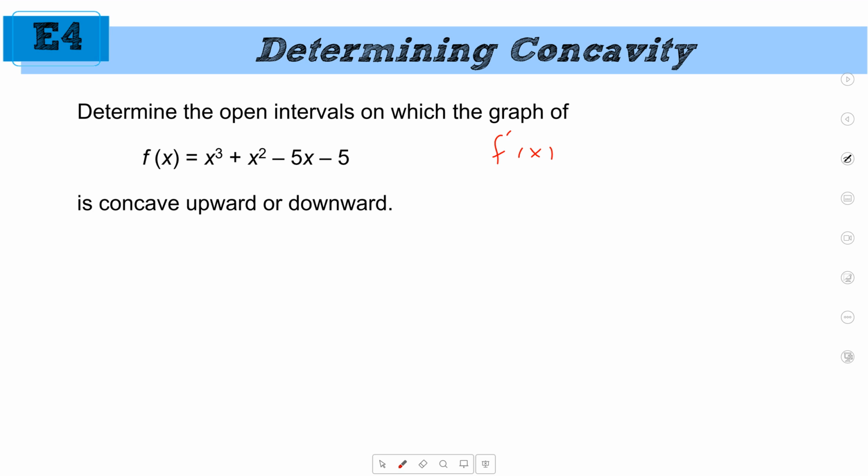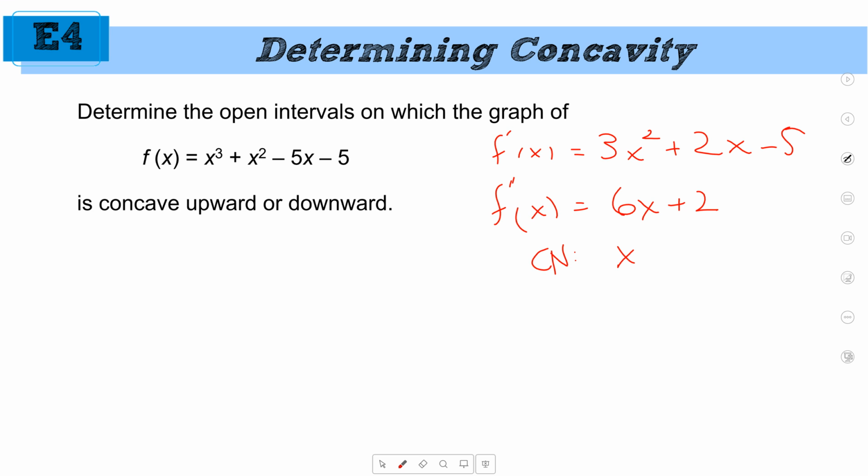Okay, I need f prime of x first. 3x squared plus 2x minus 5. We did this already, but now I need the second derivative. 6x plus 2. So therefore, my critical number for the second derivative is at negative 1/3. Again, that's the critical number of the second derivative.